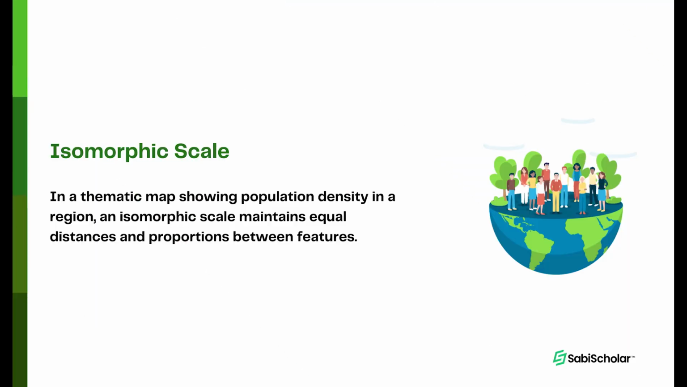Next, we have the isomorphic scale. On a thematic map showing popularity or population density in a region, an isomorphic scale maintains equal distances and proportions between features. Features in this case could be monuments, buildings, or naturally occurring physical bodies. This ensures the relative spatial relationship between population centers accurately reflects the distribution of the population density across that particular map, or in this case across the particular location that this map covers.